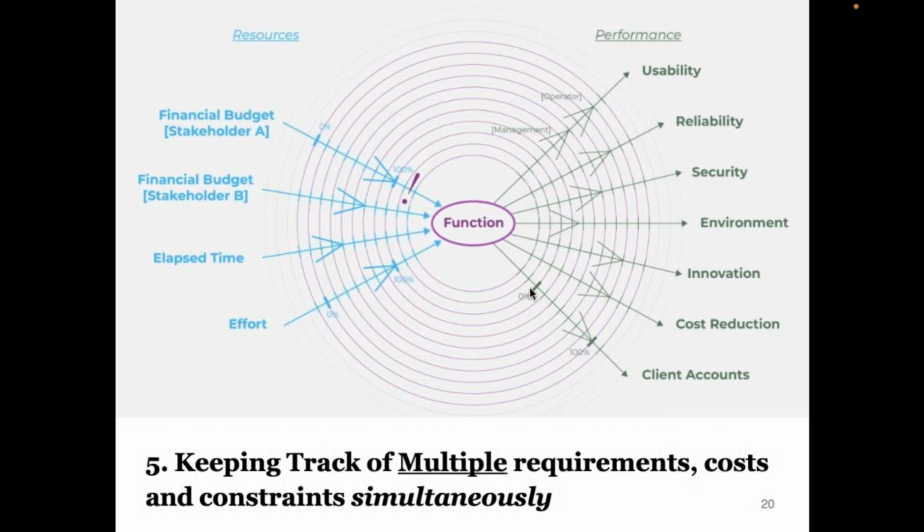Okay, here symbolically, we're moving the client accounts from 0, we have no client accounts, to 100% of what we want, or something like that level. But at the same time, we can't blow our budget, which is at the 100% level there.